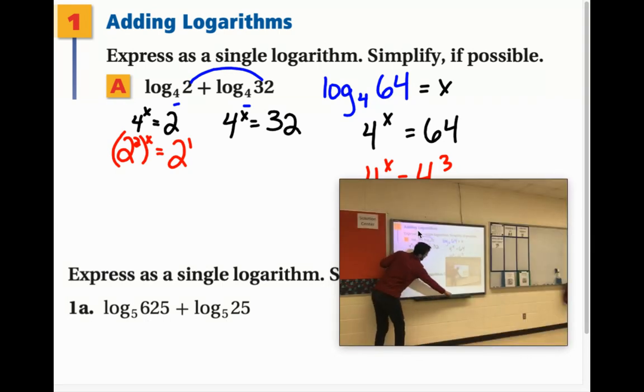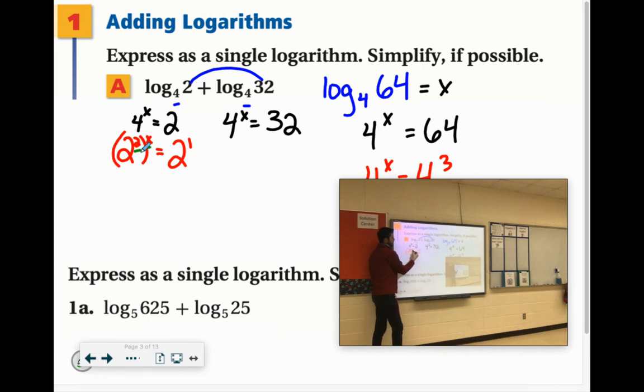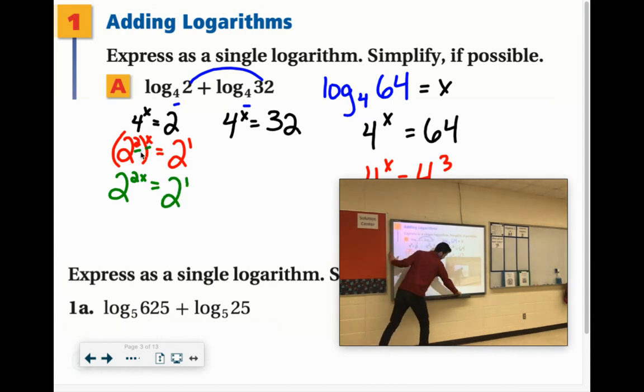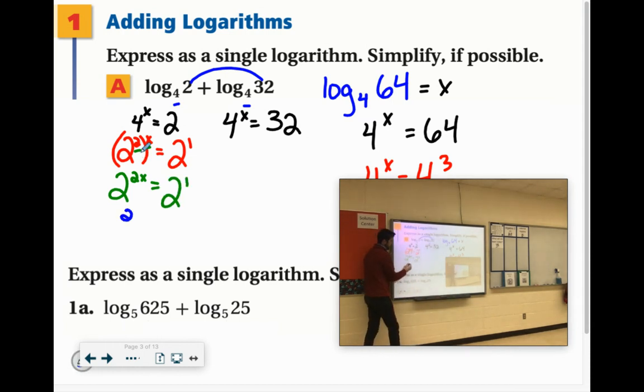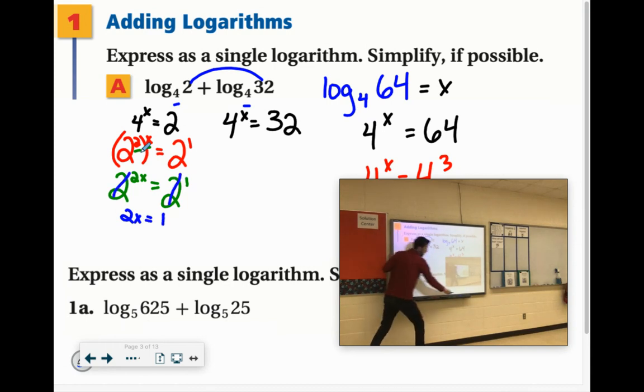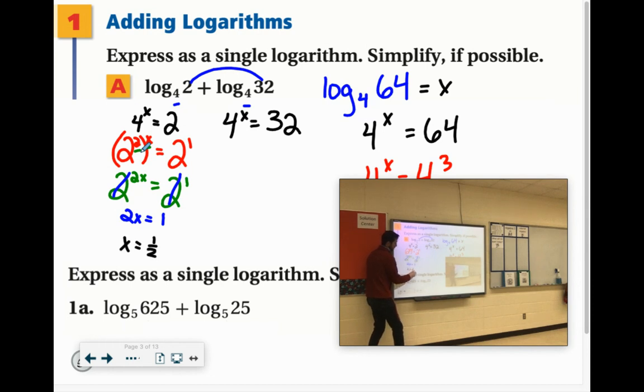So if we were to keep solving this, remember when you go power to a power, you multiply. So it'd be 2 to the 2x equals 2 to the first, which then 2x equals 1, right? Because the bases are the same. And then you would divide by 2, and you get x equals 1/2. That's a lot of work for that, but it's the same thing here.